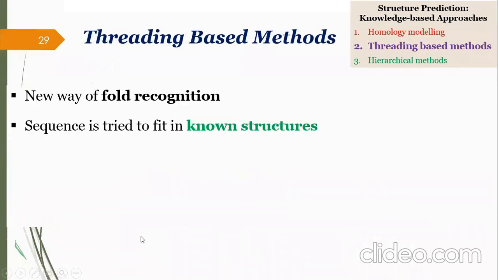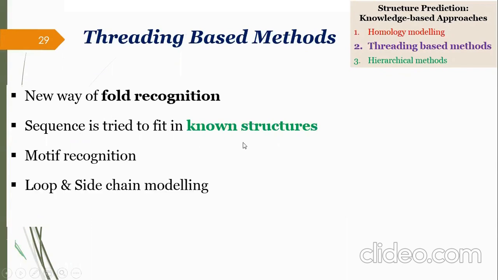And next is the threading method. The threading method is a new way of fold recognition, so it is also known as the fold recognition method. In this method, the sequence is tried to fit into known structures and motif recognition. It is used for motif recognition, loop and side chain modeling. It is not for backbone modeling.